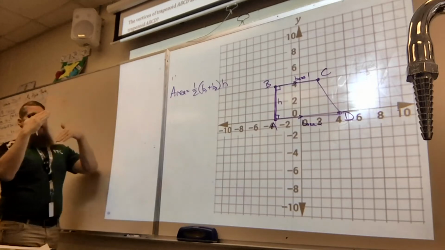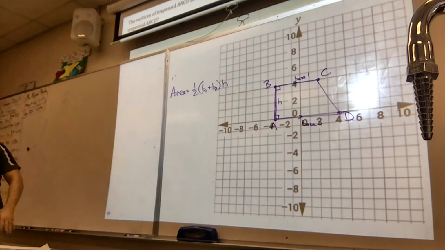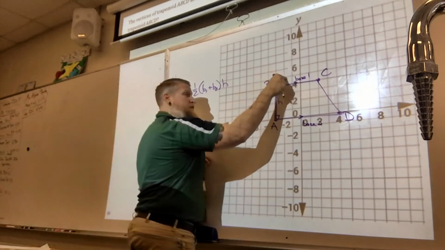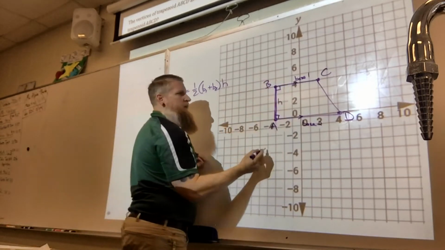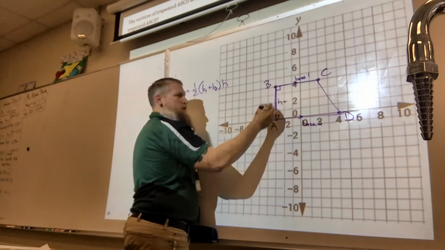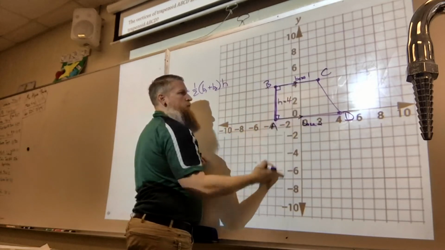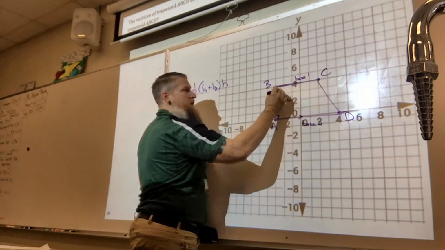If they give it to you at some kind of angle, like if I had this turned, you would have to use the distance formula for this number and that number. But it just worked out to be nice and neat here. So how far does that go vertically? 4. Since this is horizontal, I can just count.